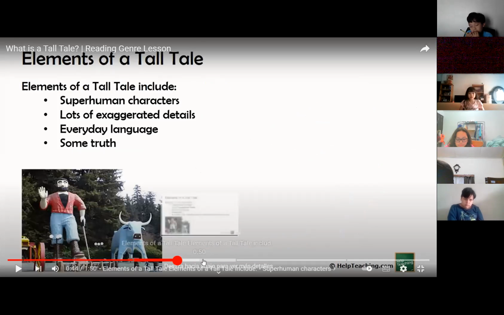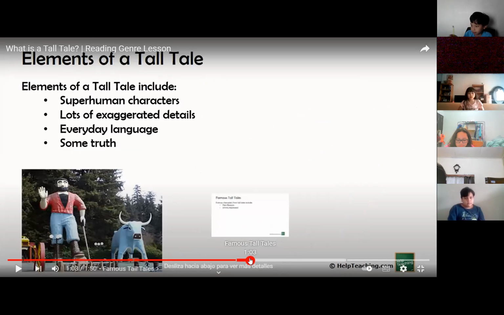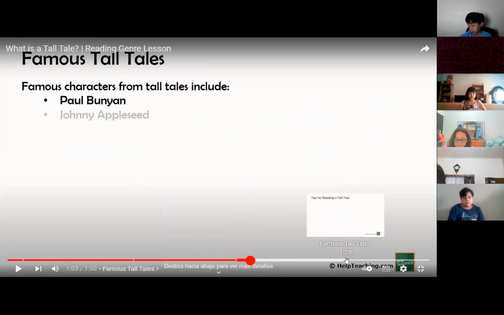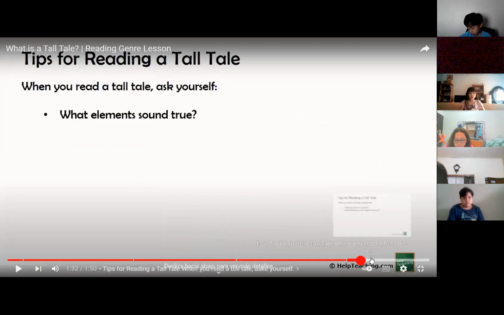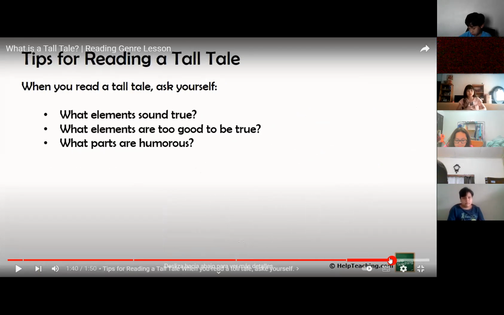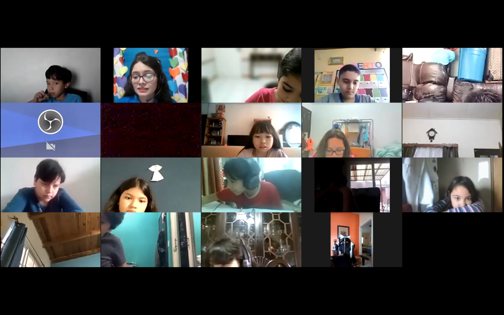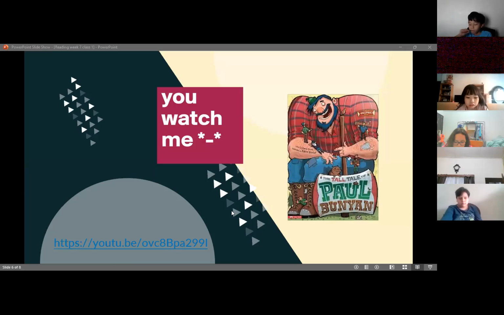Also, something important I'm going to show you here is what was mentioned at the end, some tips for reading a tall tale. These are questions you might ask yourself when you are reading your assigned tall tale. What elements sound true? What sounds true about Paul Bunyan, Johnny Appleseed or Pecos Bill? What elements are too good to be true, that you know are impossible? What parts are humor? These tips are for you to identify some exaggeration and some humor that the story can have.